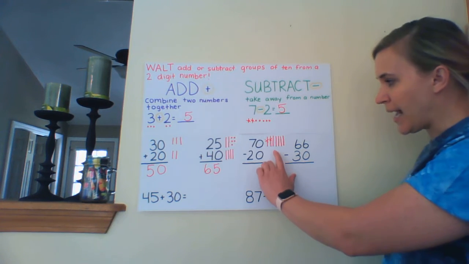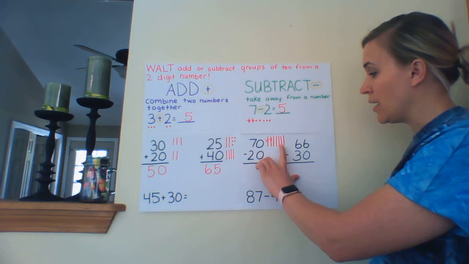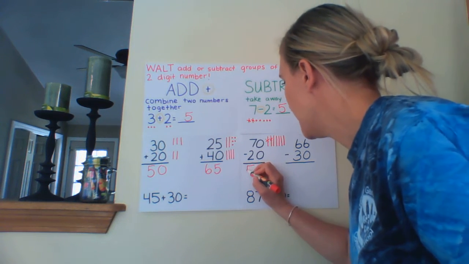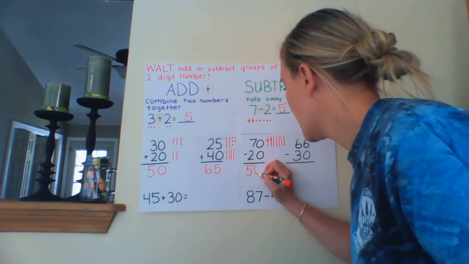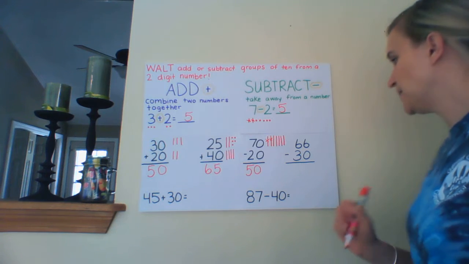Now let's count how many I have left. 10, 20, 30, 40, 50. 50. And I took away because of the minus sign.